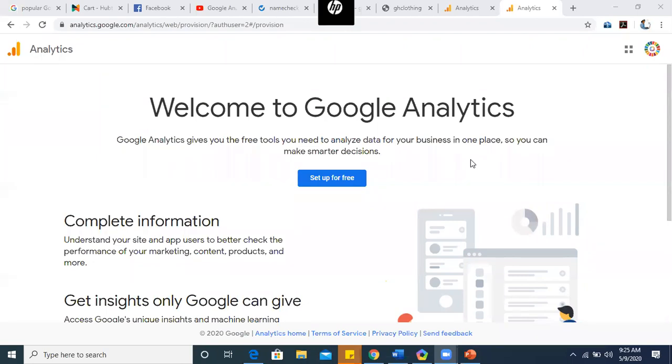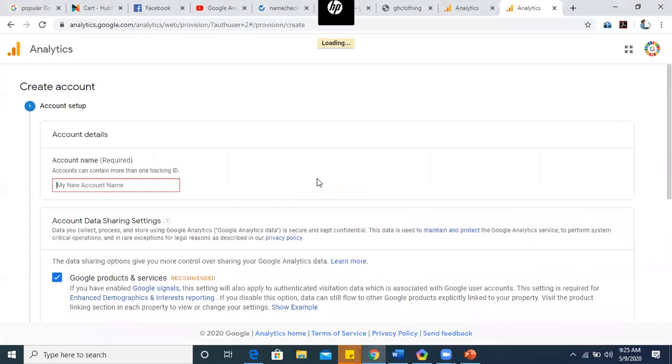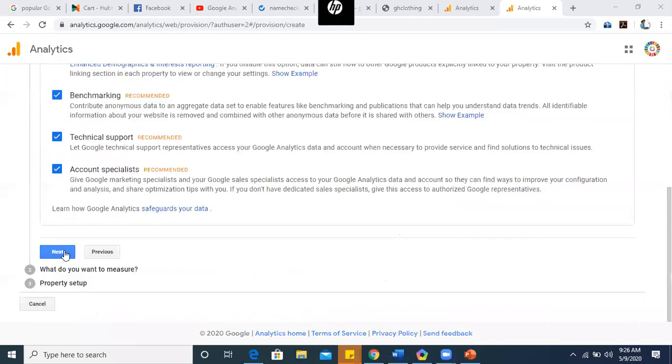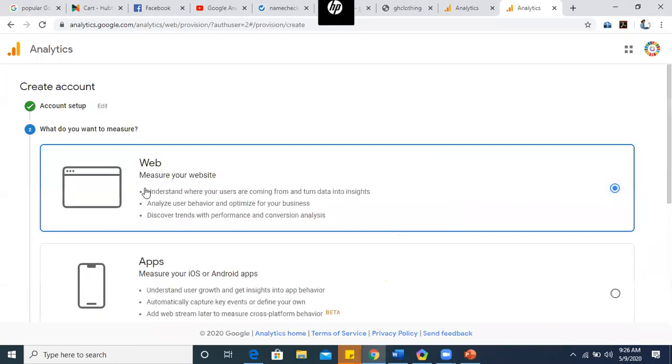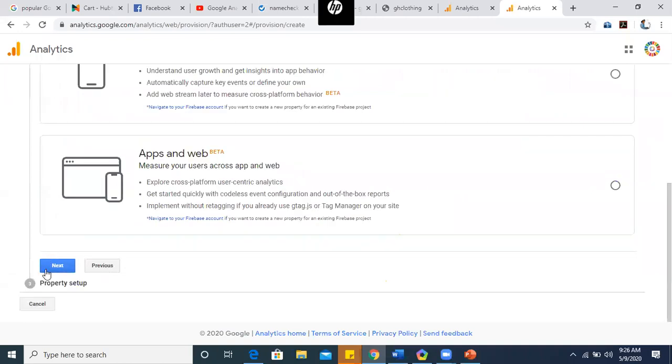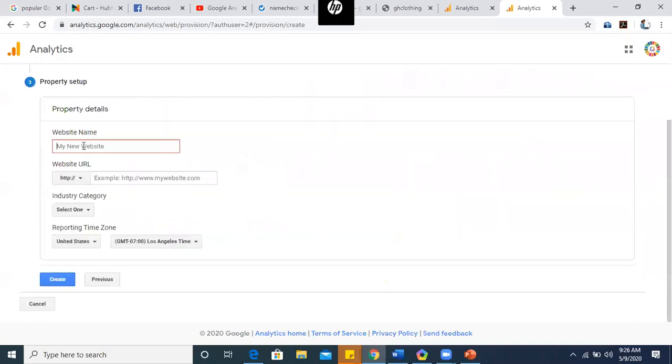Please note it. Now, once I create this account, I say set up for free, so I set it up. Now, I come here. What is the name of my company? My company is called GH Clothing. So I put GH Clothing there. I'm setting Google Analytics up so that I can measure what is happening on my website. Then I go down and click next. I'm setting up, so it's web-based. So I go web, and the name of the website is called GH Clothing.